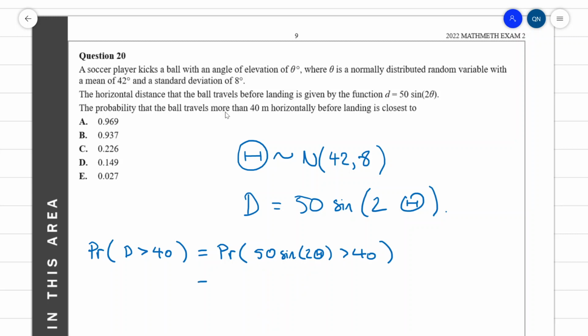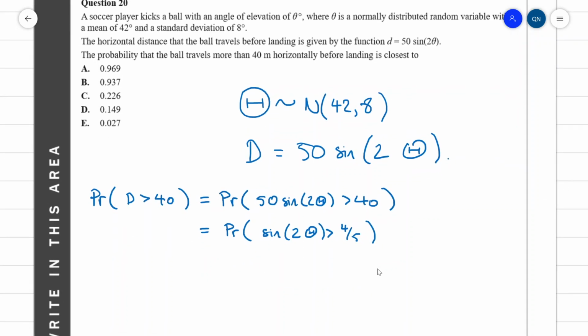And let's rearrange things now. I want to get theta by itself somehow. Maybe that's possible. So this is sine of 2 theta is greater than 40 over 50, which is 4/5. And now we need to figure out what values for theta would make sine of 2 theta greater than 4/5.